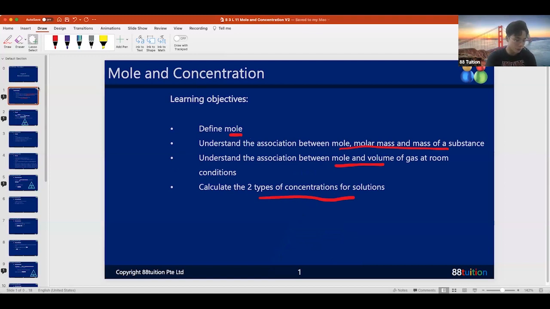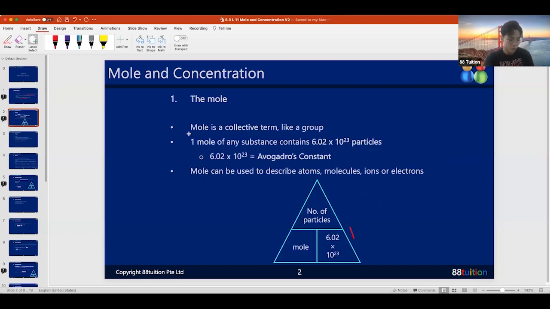Today's section about mole concept and stoichiometry, we're going to learn four main concepts, which is the mole. We're going to understand the association between the mole, molar mass, and mass of the substance. Understand the association between mole and volume of gas at room temperature, and calculate the two types of concentrations for solutions.